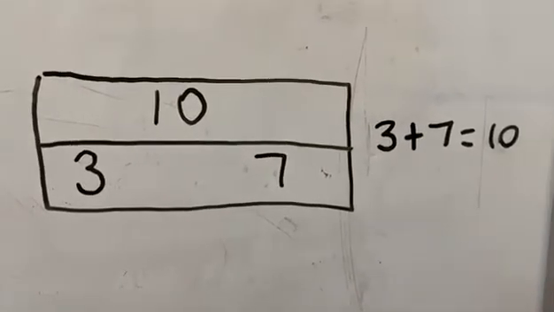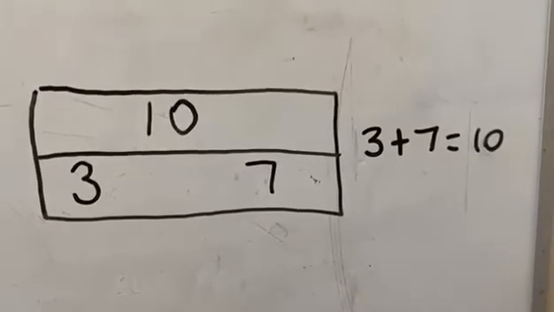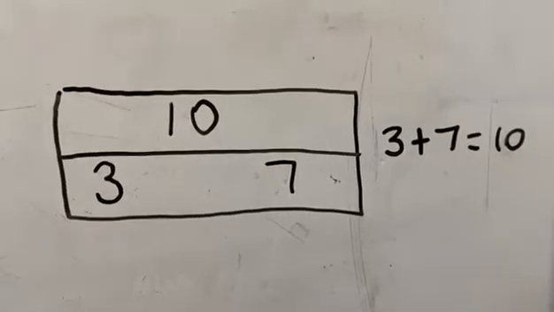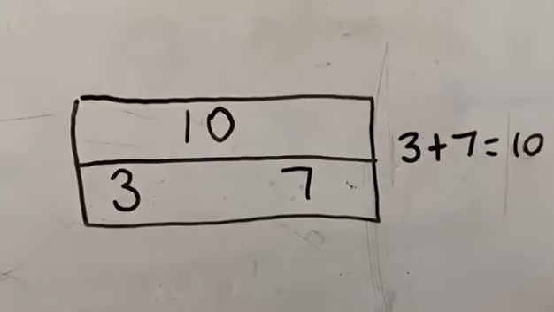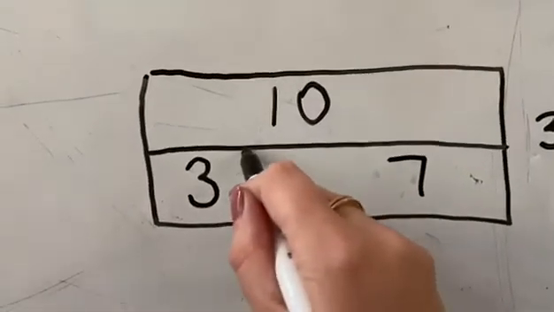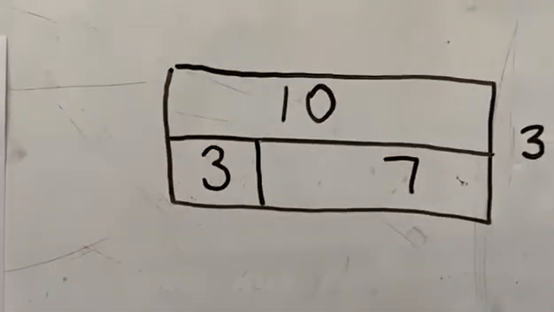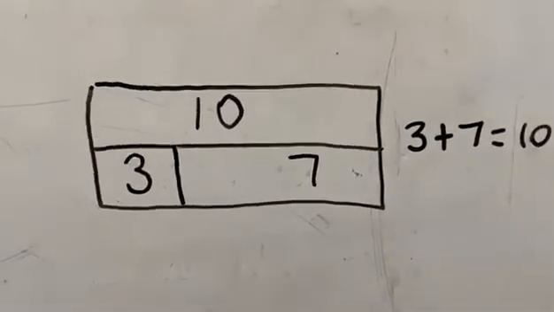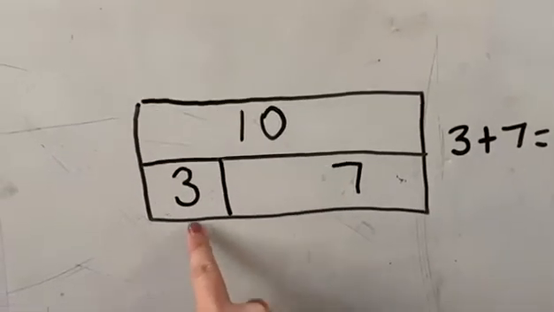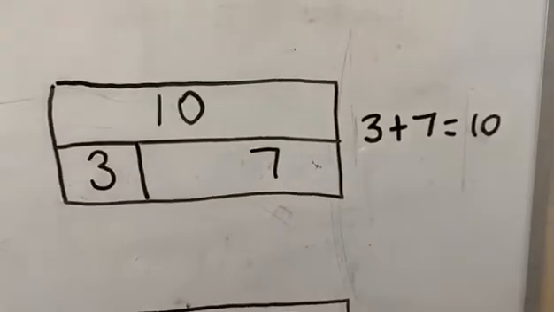So I've got 3 and 7 because I know 3 plus 7 make 10. Now I know 3 is much smaller than 7, so I'm going to draw the line around here because I know it's smaller than 5. So this part of the bar is proportionate to 3 and this part of the bar is proportionate to 7.